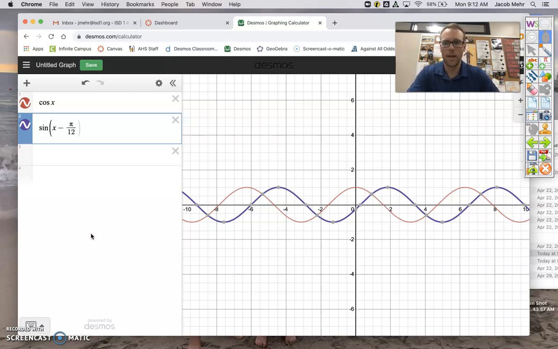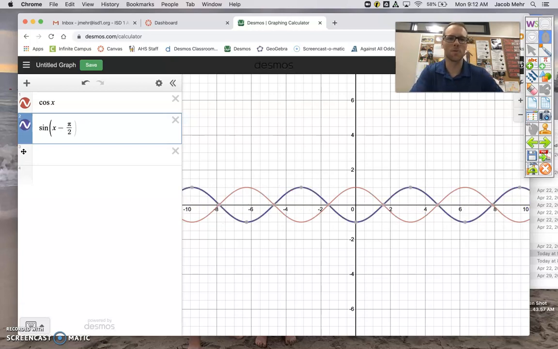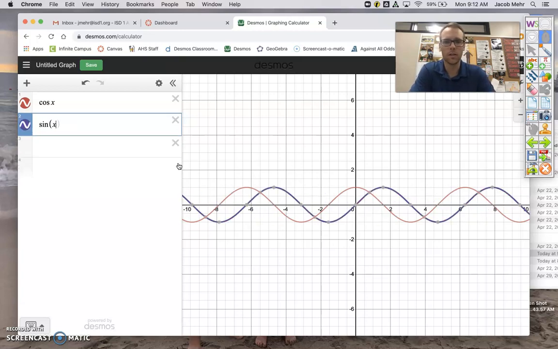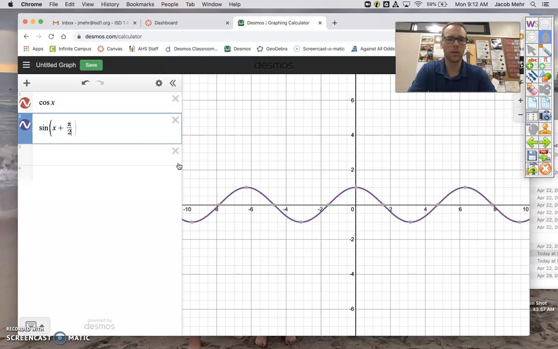They don't match up. That's because I did pi over 12. There we go, pi over 2, that looks better. They don't match up, okay? They are actually reflections of each other. That's because I actually transformed in the wrong direction. Instead of transforming to the right pi over 2, if I do a plus pi over 2, now they match up. But let's go back to the minus, because our cofunction identity has a minus in it.